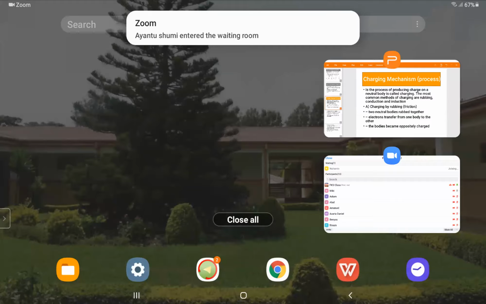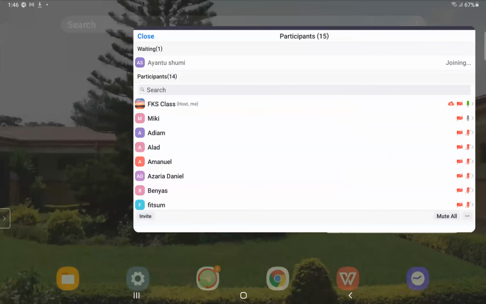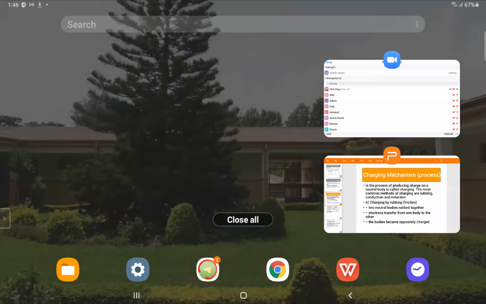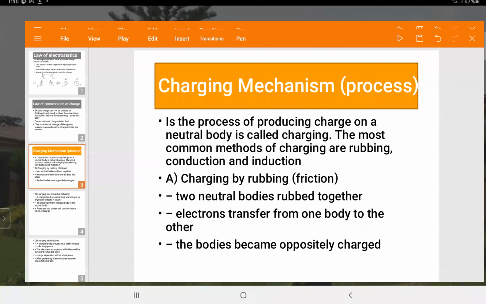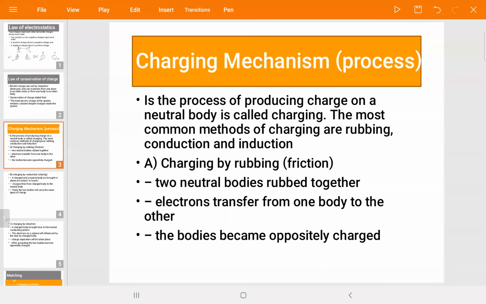And the other point that we need to discuss today is the charging mechanism. We have a process of charging. We can make a body charged, or we can discharge the body. Therefore, there are some mechanisms, especially three common ones. When we say charging mechanism, it's the process of producing charge, not creating, but producing charge on a neutral body. If we need a body to be charged, we can use some mechanisms to make it charged.